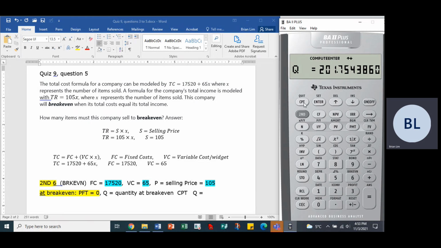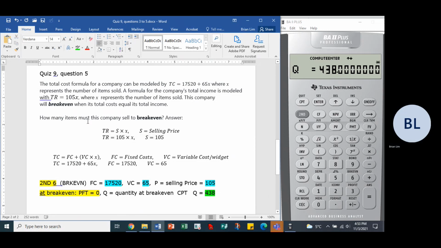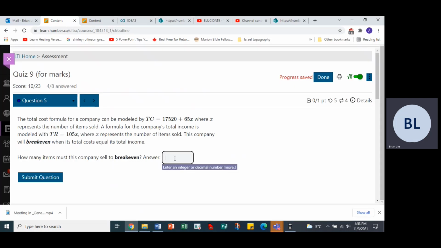And the quantity we will compute. So we compute that number and the number is 438. And that is indeed the answer, the number of items that must be sold to break even. So we could put it up here, 438, and highlight it in green, and then we go back to the question and we put the answer in and submit it.